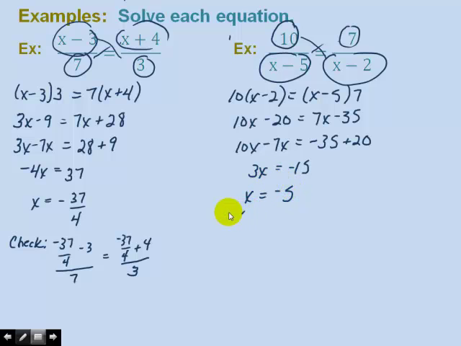All right, now we're going to do our check. So we're taking the negative 5 and putting it back into our original equation.